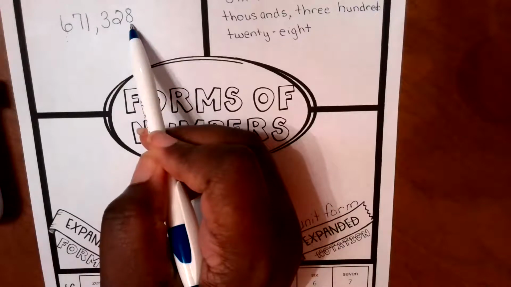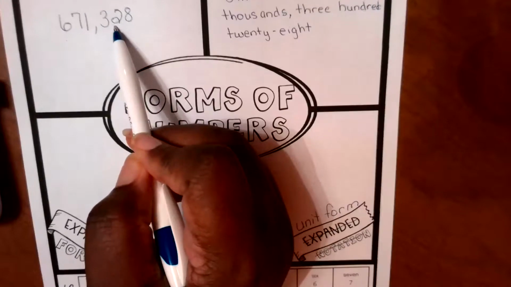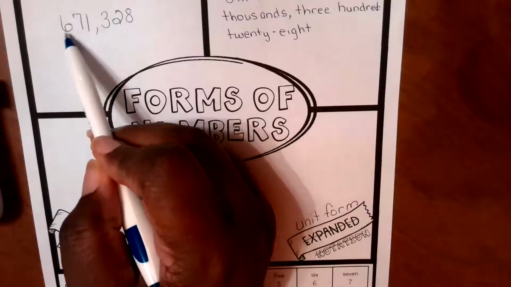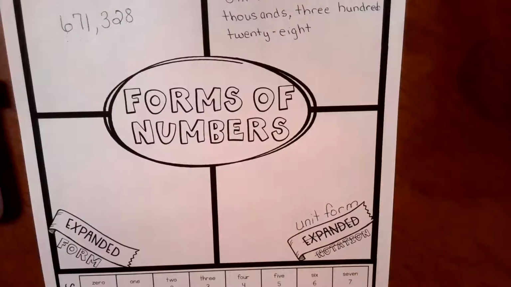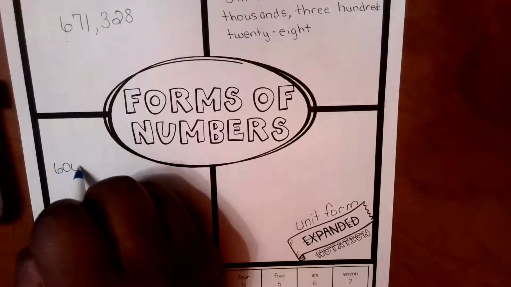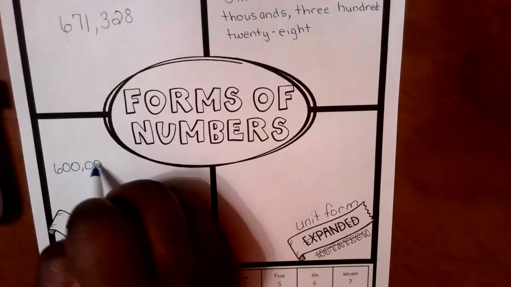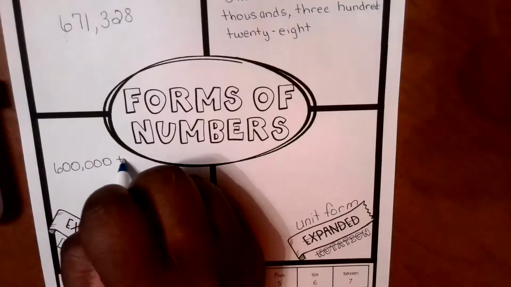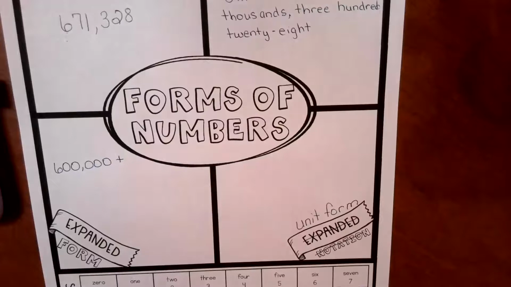So I'm going to start here at my ones, tens, hundreds, thousands, 10,000, 100,000. So my 6 is in the 100,000s place, which makes that 6 worth 600,000. And then I'm going to put plus, because this is an equation of what each digit is worth, which is all going to add up to my standard form number.